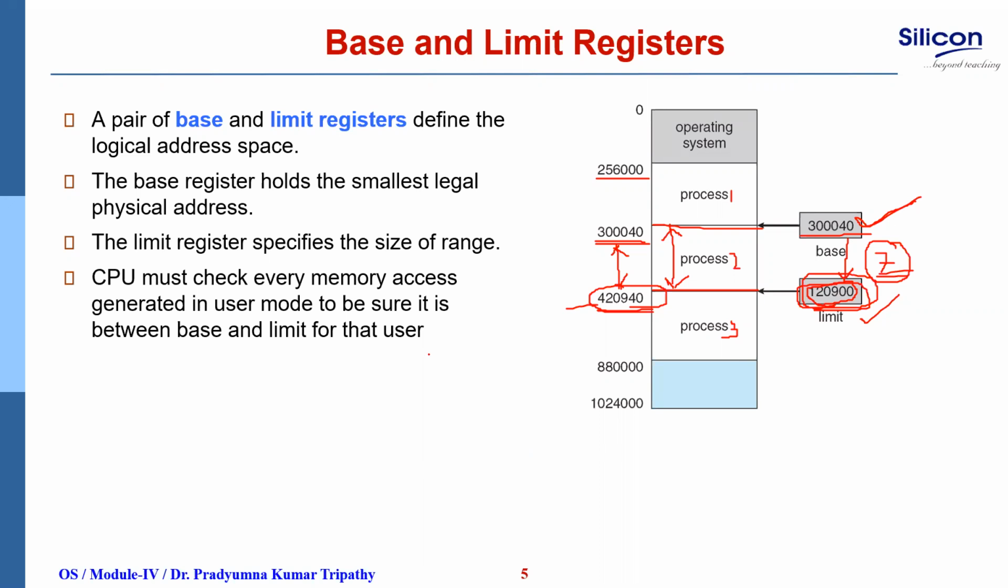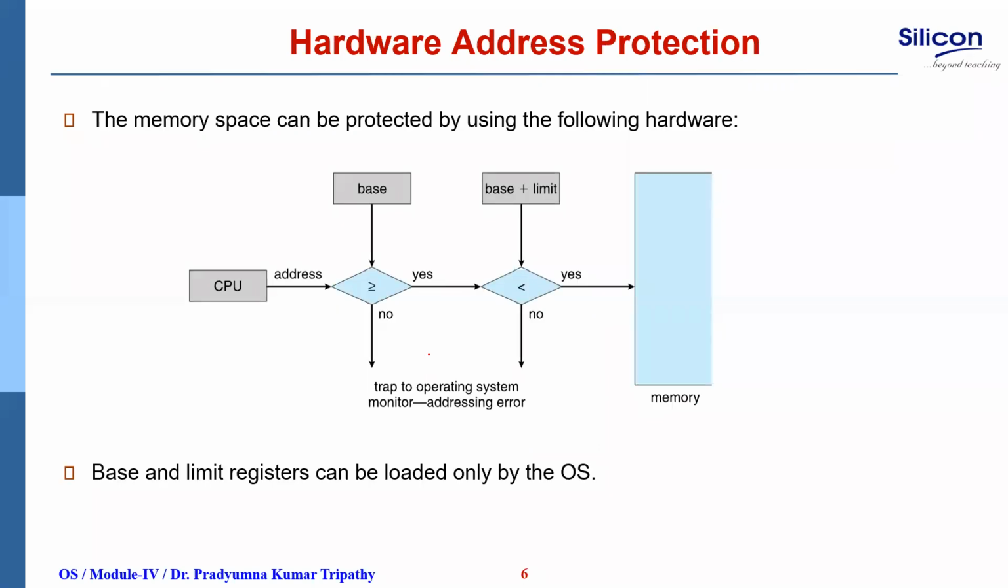Let us see over here. What is the formula it uses? Look at it carefully. This is very important. The memory space can be protected by using the following hardware. There is a hardware logic for the same. What is that? The CPU generates an address over here. Can you tell me which address it is? Logical address. Yes, it is a logical address. So the address generated by the processor is a logical address.